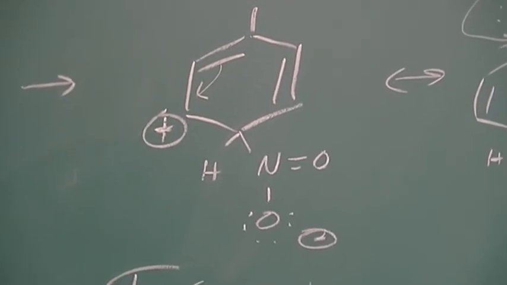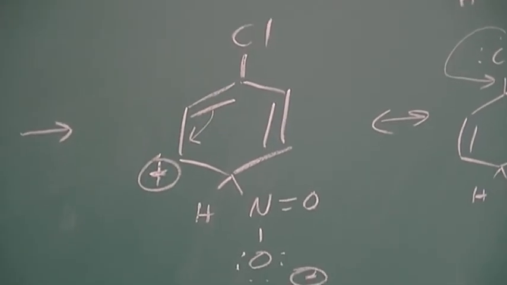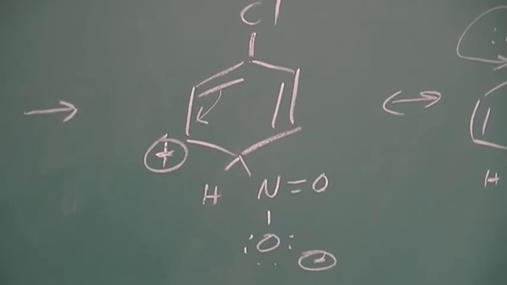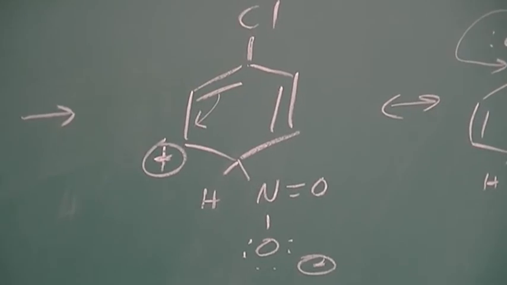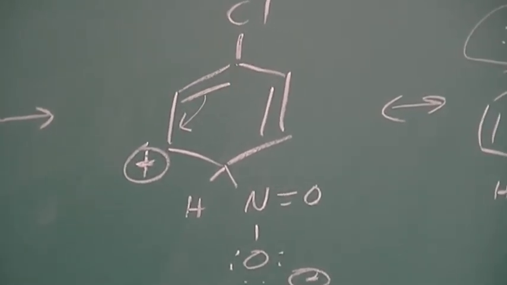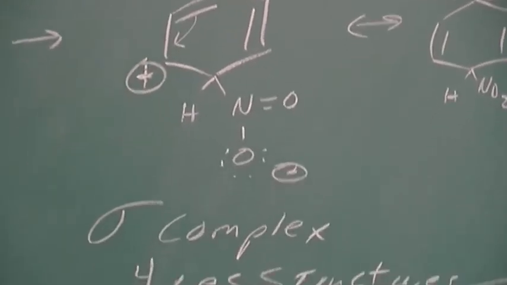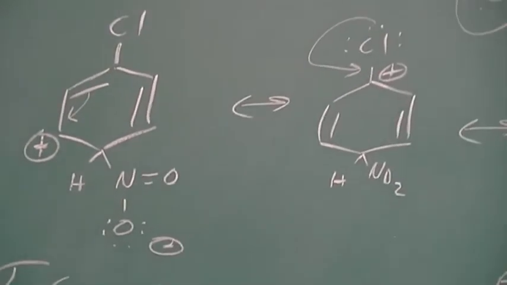Alright, and so we have our NO2 group that is in the para position to the chlorine. And then adjacent to that you have your carbocation. Alright, and that is called a sigma complex. This is a non-aromatic compound. And this one has 4 resonance structures. I'm going to show you the 4 resonance structures for this sigma complex.